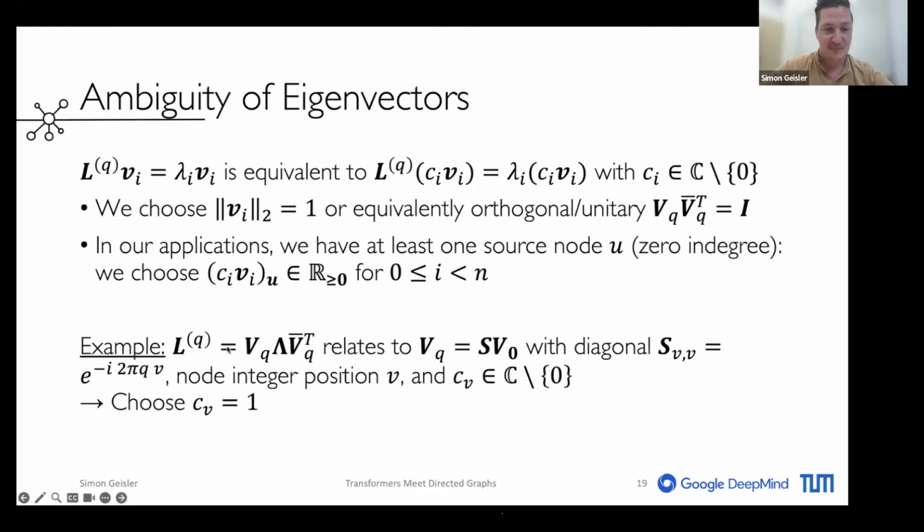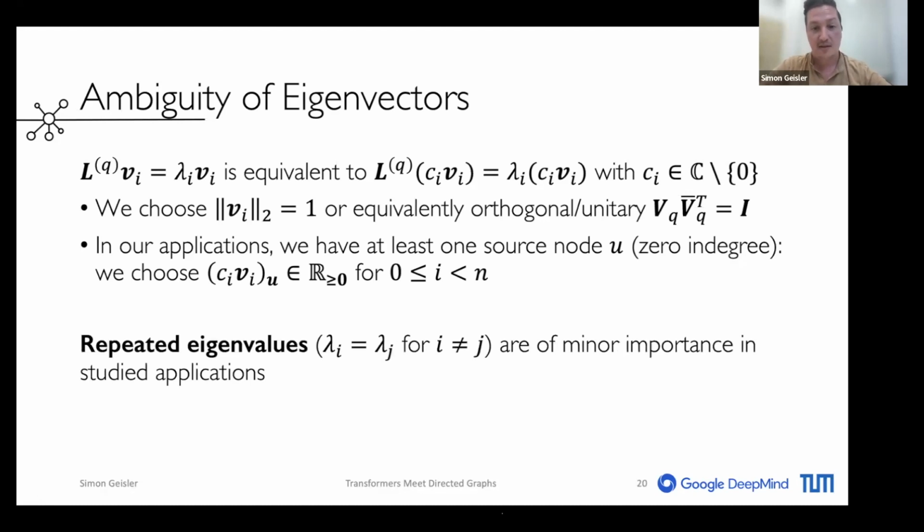So let us make an example here for a sequence. I forgot to write down, this is for a sequence. For a sequence, we have this relationship, where we have this S matrix describing the node position. Since everything was assumed to be ordered, we can just choose this c_v constant to be equal to 1. And then for the very first node, this will be something real. And we obtain this positional encoding.